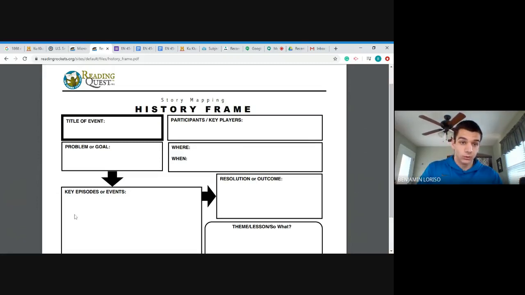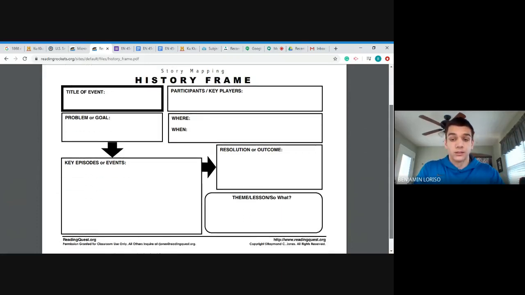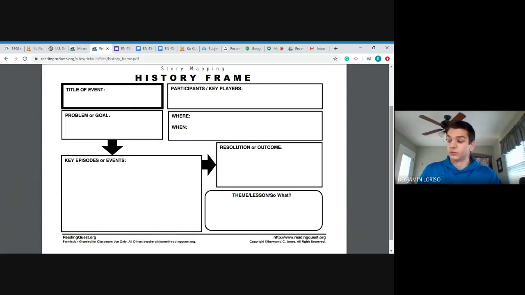So where it says here, title of event, you're just going to write enforcement acts or force acts. And then you're just going to fill out these boxes based on information from your video notes and from the two articles. No, I take that back. Just use the information from the two articles to fill out these events. There is not a certain number of events or key episodes that you need to have, but if you just have one or two, you're missing the point. There's a lot of information, so I would shoot for at least maybe 3 to 5 key events to put down here.